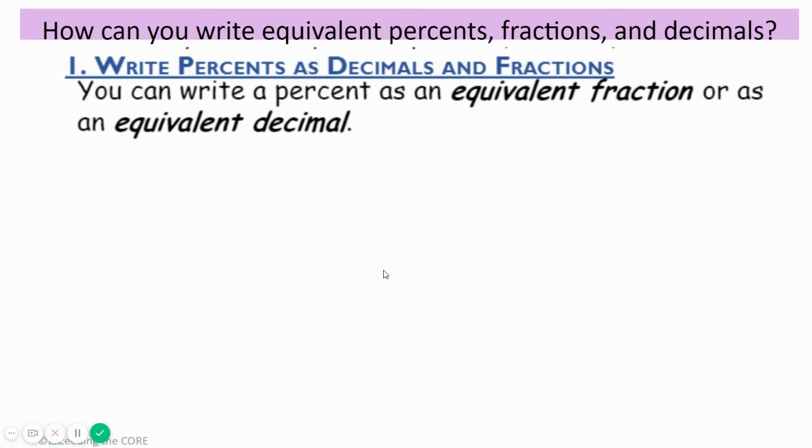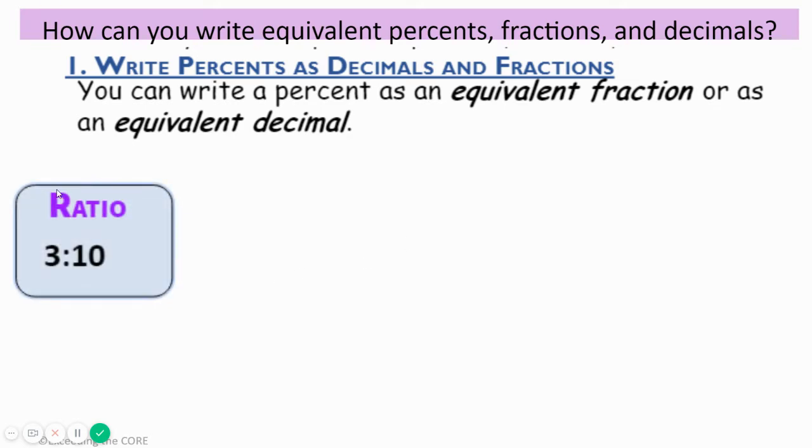All right, so our first objective here is to write percents as decimals and fractions. You can write a percent as an equivalent fraction or as an equivalent decimal. And the word equivalent means that they have equal value. They are the same value, but they might just look a little different.